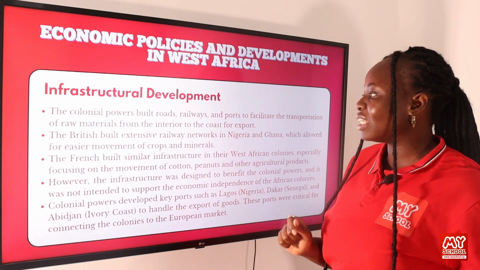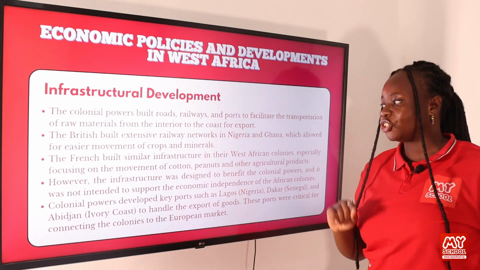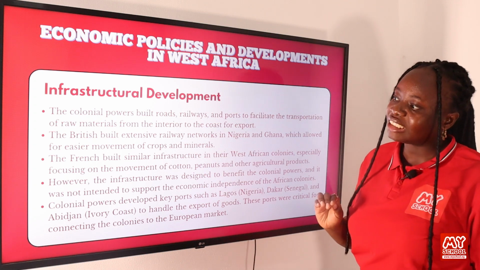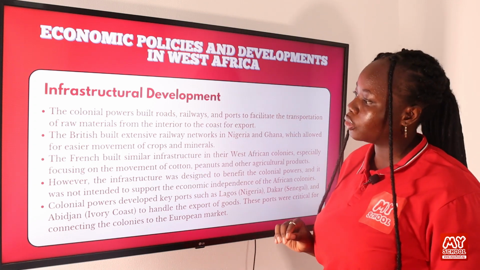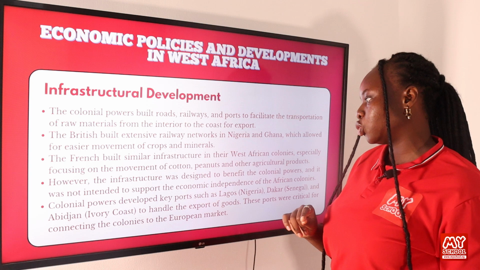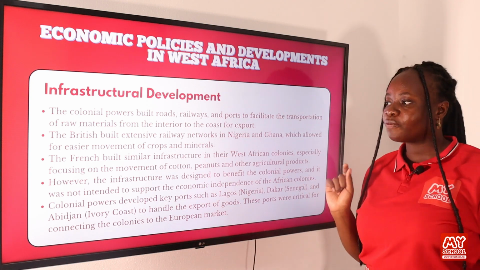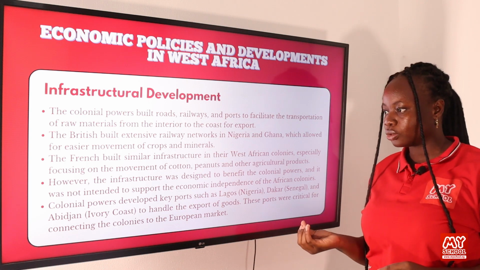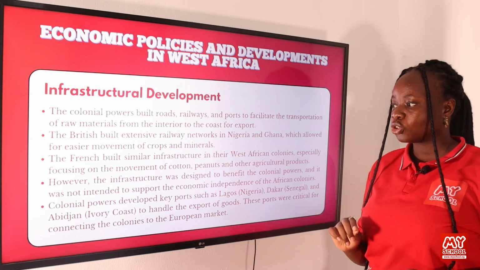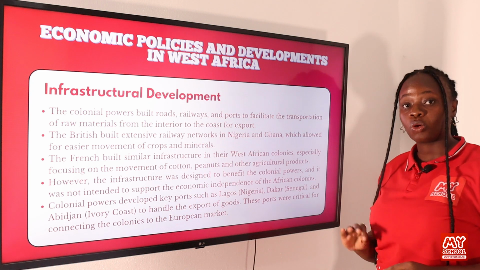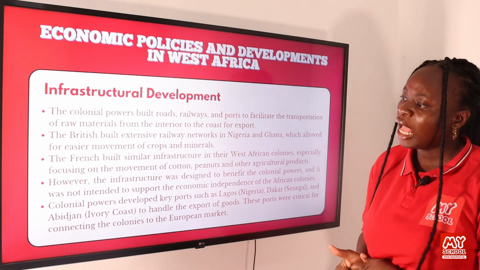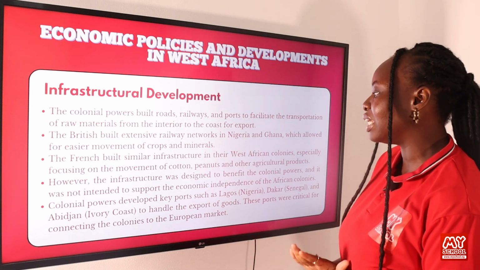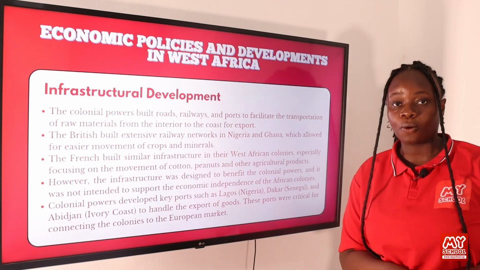The British built extensive railway networks in Nigeria and Ghana, which allowed for easier movement of crops and minerals. The French built similar infrastructure in their West African colonies, especially focusing on the movement of cotton, peanuts, and other agricultural products. However, this infrastructure was designed to benefit the colonial powers, and it was not intended to support the economic independence of the African colonies.